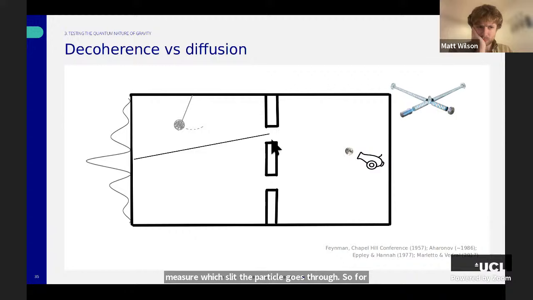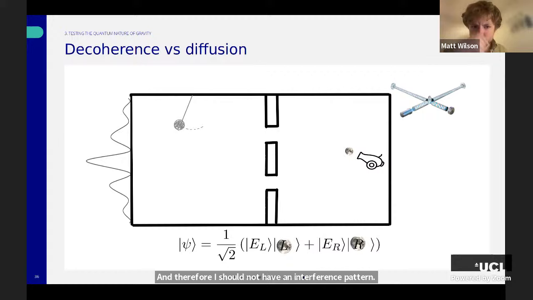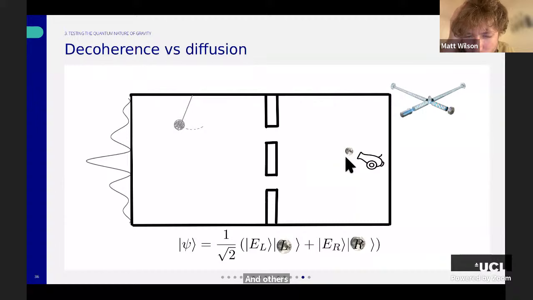And if the gravitational field is classical, then I can measure the gravitational field to arbitrary accuracy, and it won't disturb the system because it's classical. And so I could get which path information, and therefore I should not have an interference pattern. So that was the argument of Feynman and Aharonov and others. Is there any question about that thought experiment?